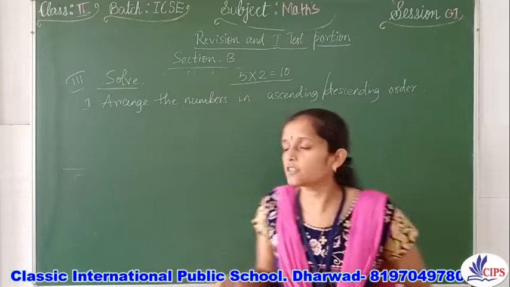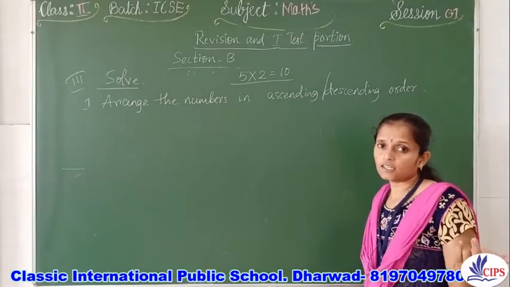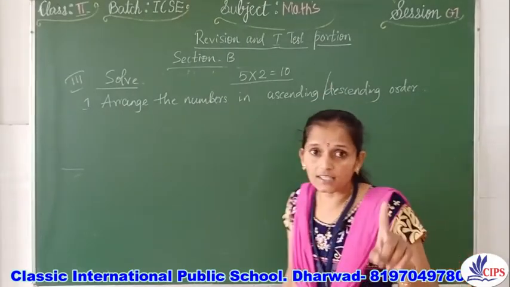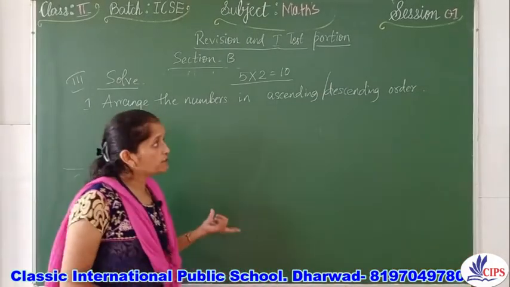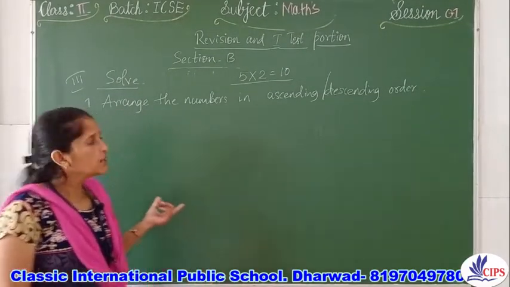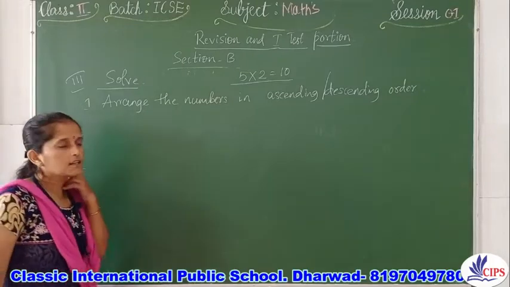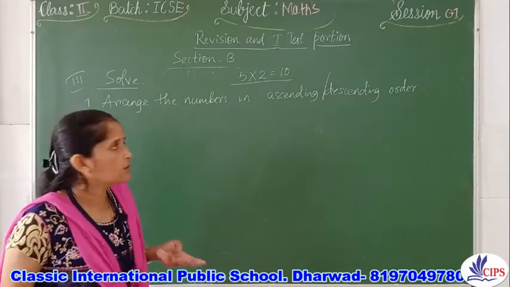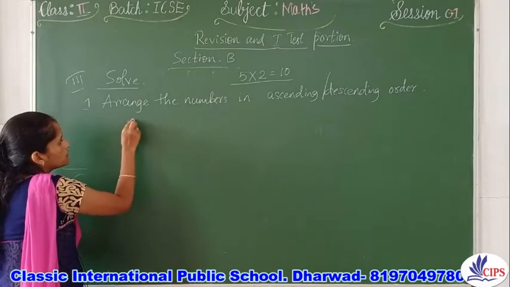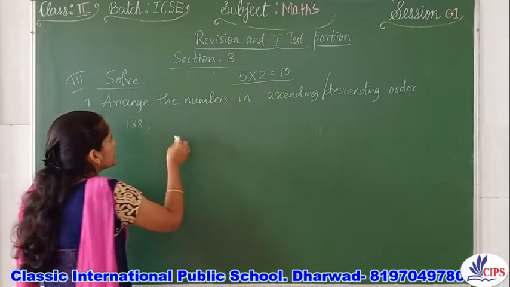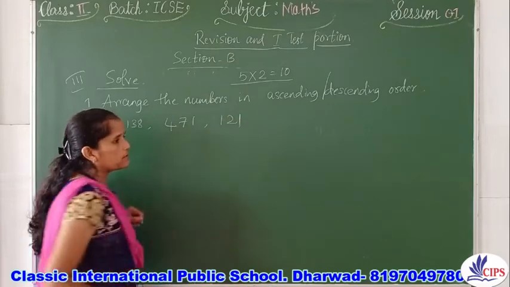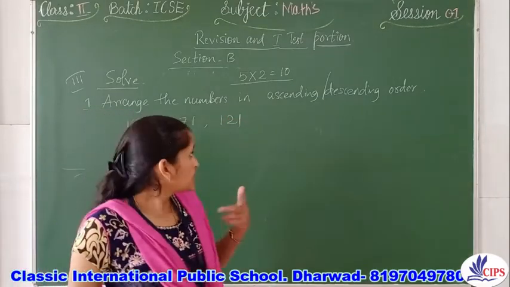That you will have in the first question. It may be either ascending or descending. Arrange the numbers in ascending or descending. You will have only one in the exam, not both. But for the revision, I'm telling you both here. As we have studied, you will have three numbers, for example 138, just randomly I'm taking, 476 and 121. So I have just taken three numbers here.